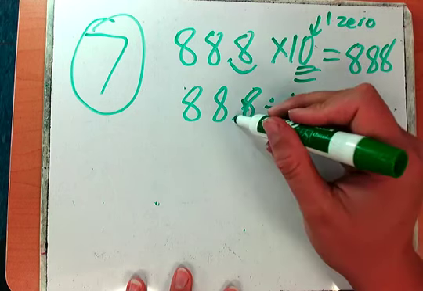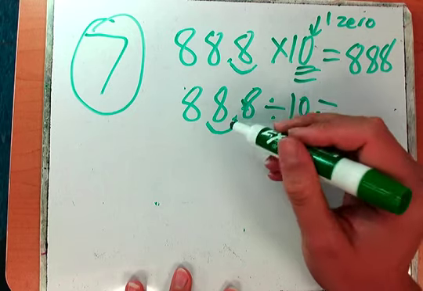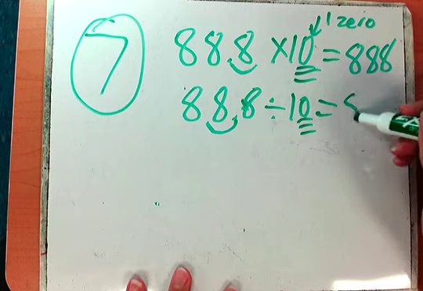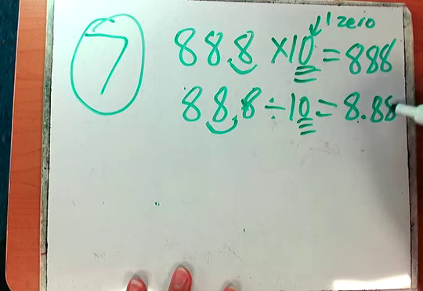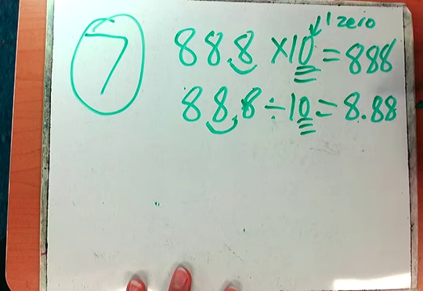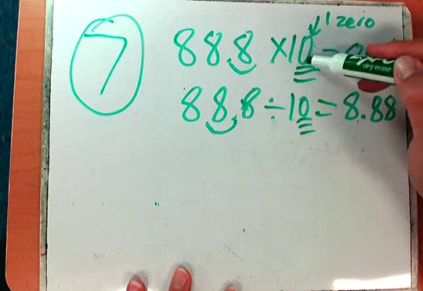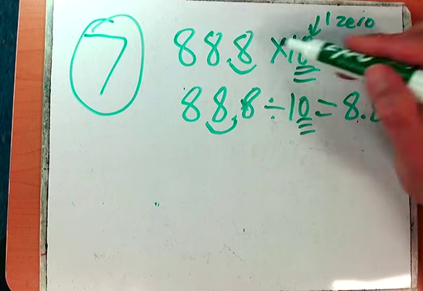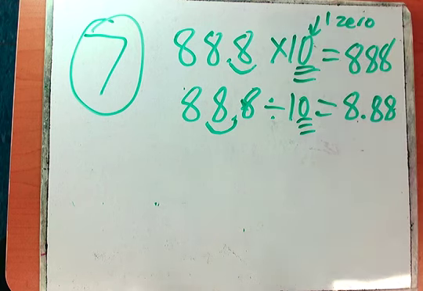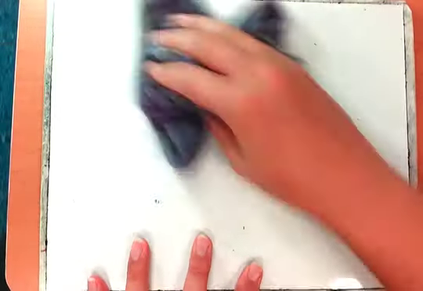Now divide means move it the other way. And how far do we move it? Well, there's only one zero, so we move it once this way. And so we have 8.88. So those are the two answers there. You've seen these questions before. You're moving the decimal point based on the number of zeros. So if it was 100, you move it twice. If it was 1,000, you move it 3 times. So that's the number 7 answer.